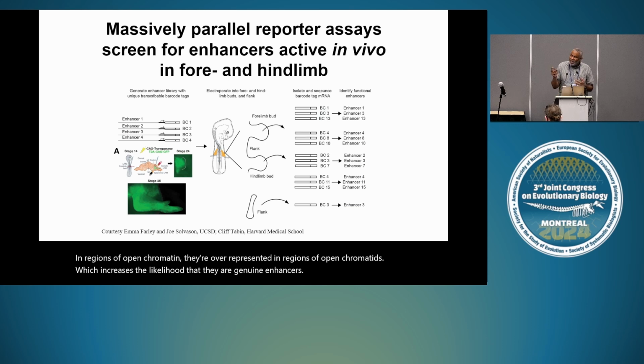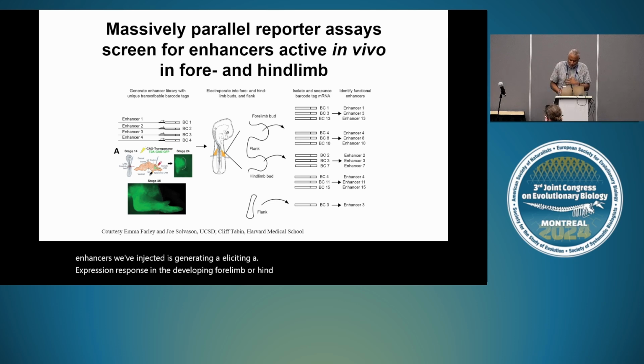Now, we've been collaborating with Emma Farley of UC San Diego, who is an expert in so-called massively parallel enhancer screens. And these are basically cocktails of several hundred enhancers, which we've been injecting into chicken forelimbs, and we can then harvest the mRNA that is produced by those constructs and figure out which of the several hundred enhancers we've injected is eliciting a gene expression response in the developing forelimb or hind limb.